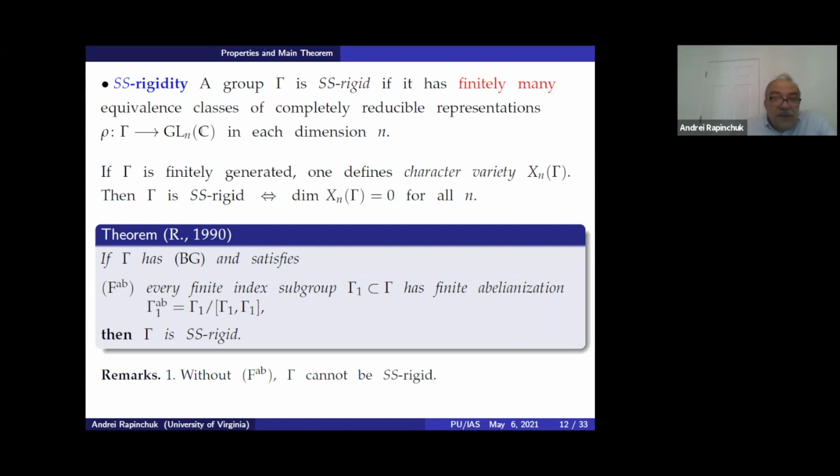And of course, without FAB, gamma cannot be SS rigid. That's clear, because if gamma is finitely generated and fails to satisfy FAB, then some finite index subgroup can be mapped onto Z, which of course is not rigid, and then gamma is not rigid itself. Another remark is that while this theorem was stated for discrete bounded generation, the condition can be weakened and can be replaced, for example, by profinite bounded generation.